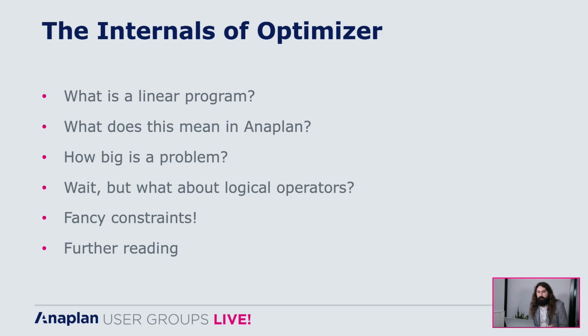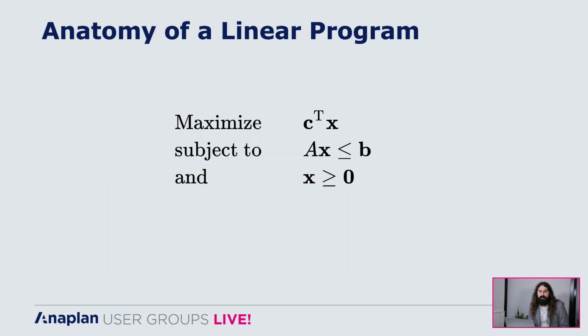We'll be looking a bit at how to measure the size of a problem. So I know that's an issue that people have. They don't quite understand how big a problem is when it becomes an optimizer problem. And then we'll be looking a bit about how to structure certain constructs within Anaplan. And then a few links to further reading.